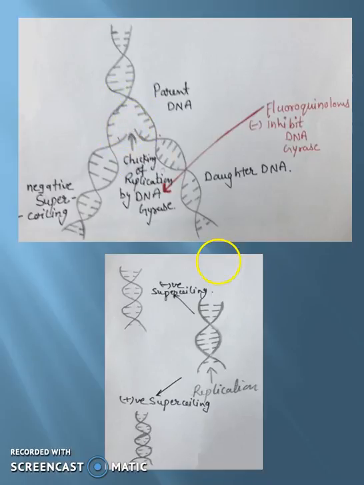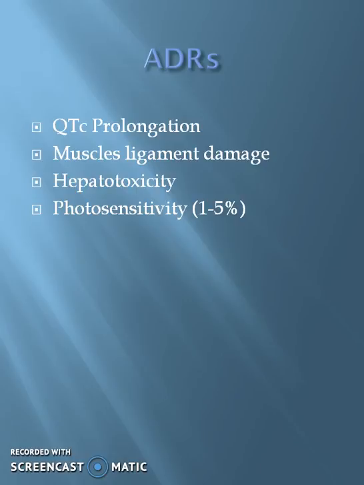What does it mean? It introduces a negative supercoiling. There are two terms, negative supercoiling and positive supercoiling. Positive supercoiling means overwinding of the parent DNA, and negative supercoiling means the natural binding of that parent DNA. So DNA gyrase introduces negative supercoiling and the cutting and resealing function. So fluoroquinolones inhibit the enzyme DNA gyrase in bacteria, so it prevents the next generation of bacterium.